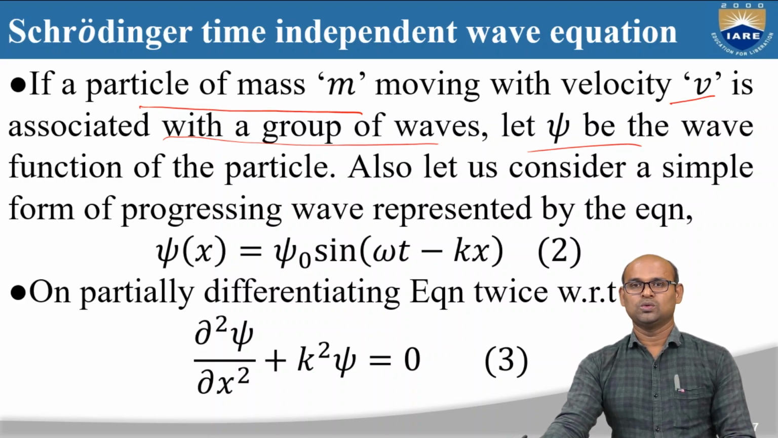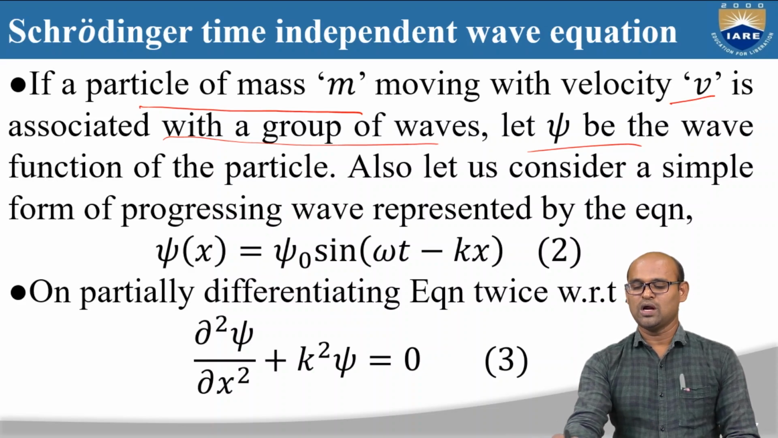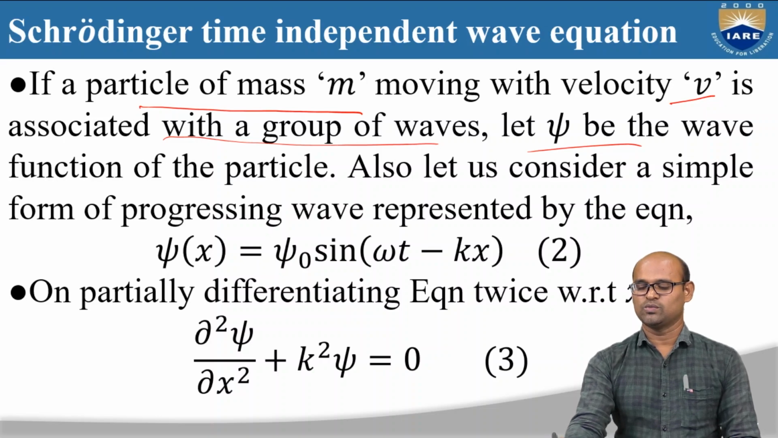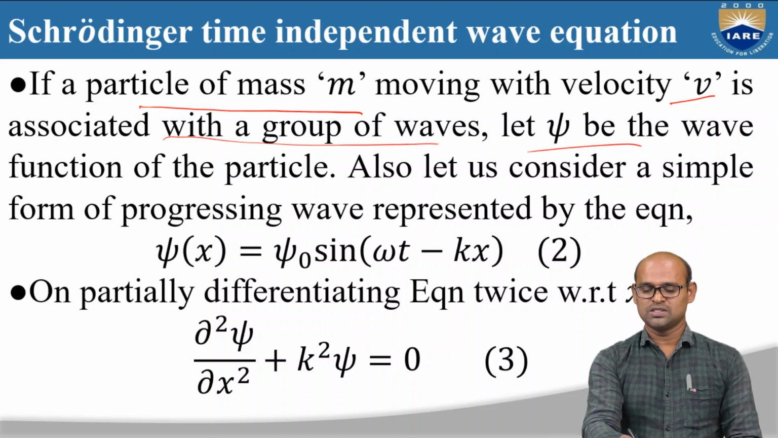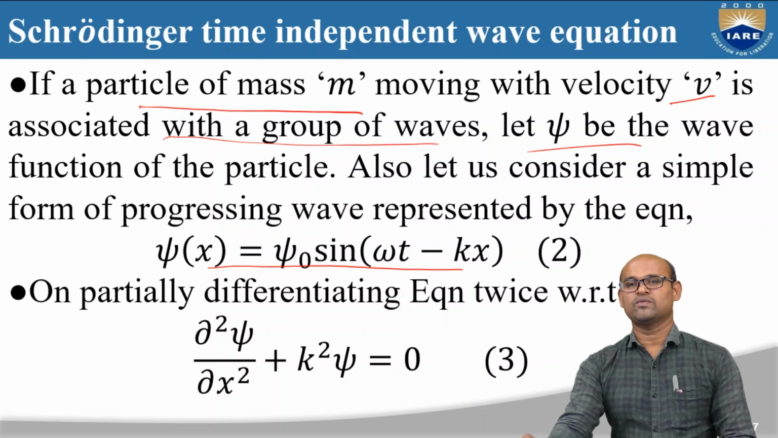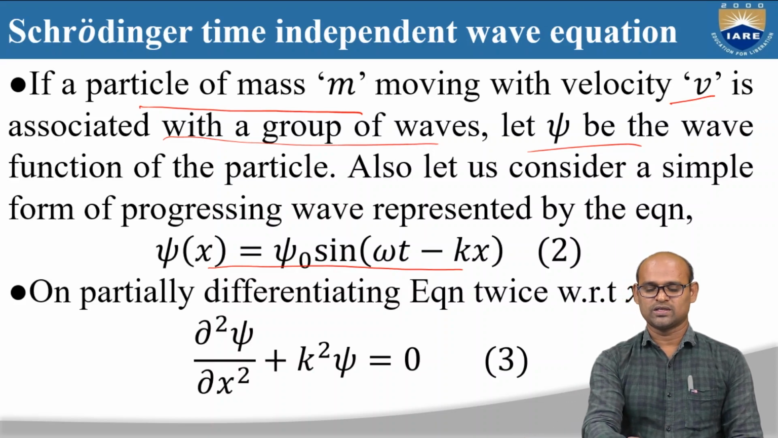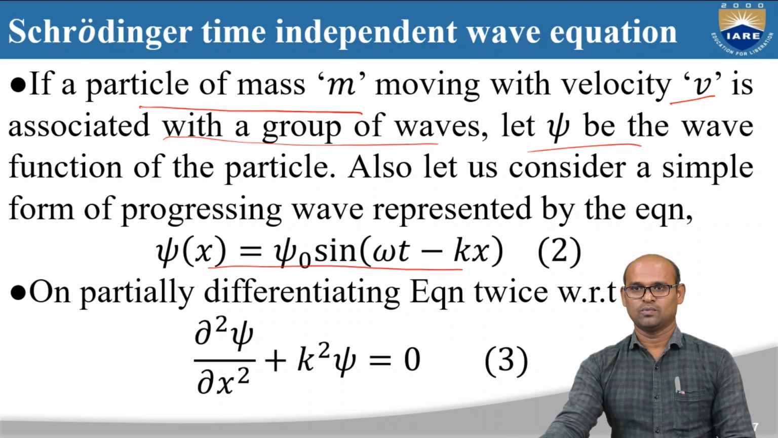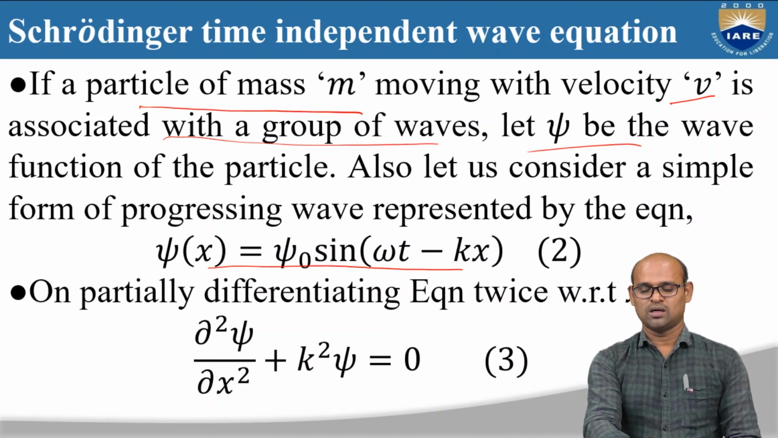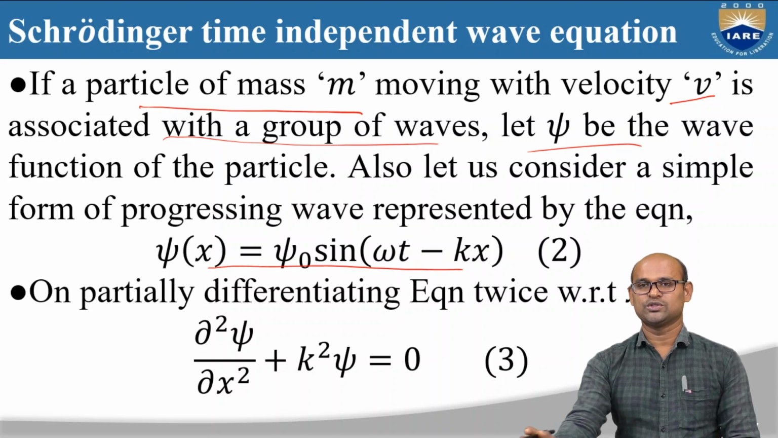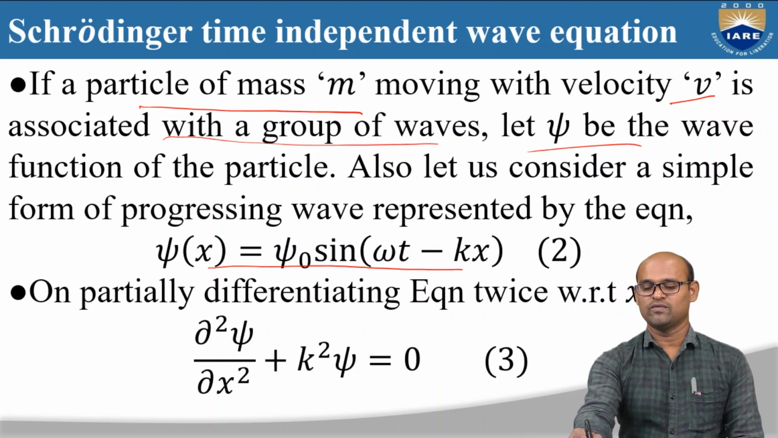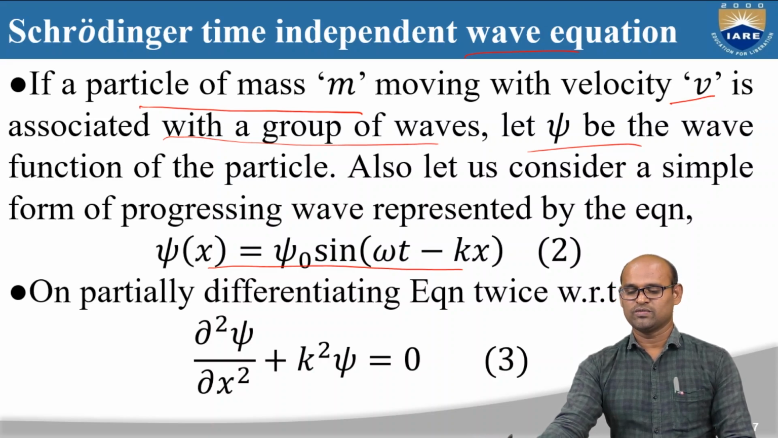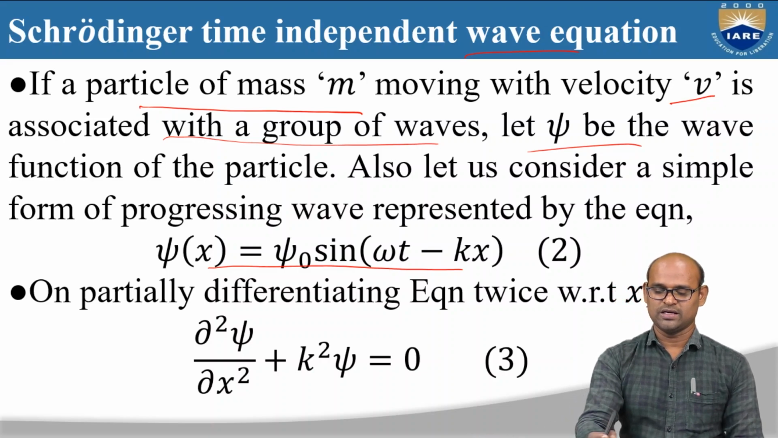Now we do not know what kind of matter waves are associated with this particle, so we assume this is the kind of matter waves associated with it. We consider psi as psi naught sine of omega t minus kx. Now we partially differentiate this equation twice, because we are trying to look at the wave equation. The wave equation in general is a second order differential equation, so I am going to differentiate this psi two times.